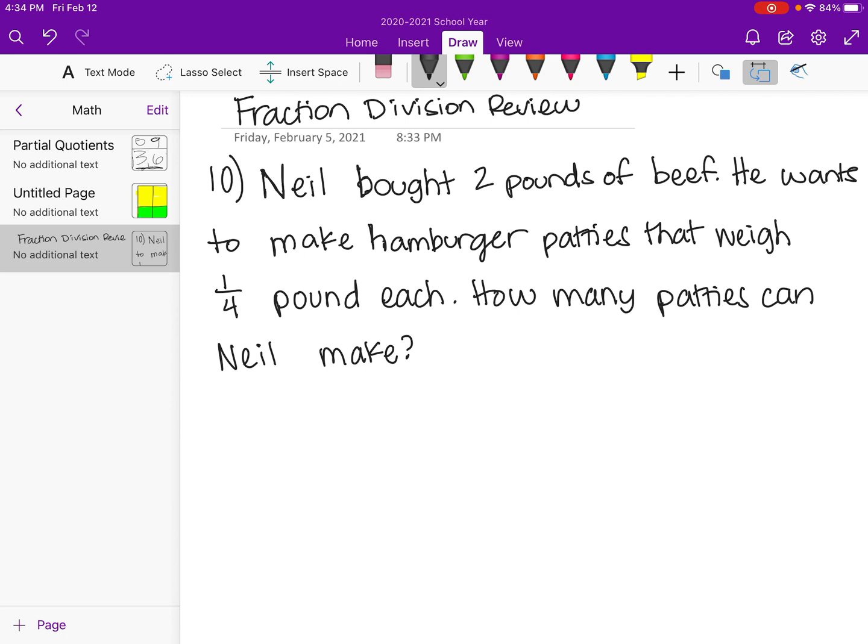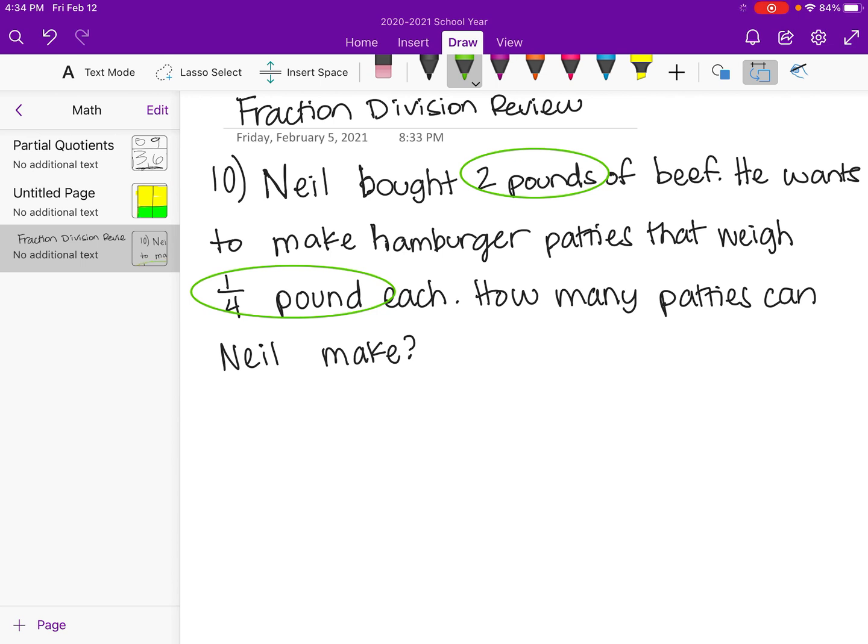So I'm going to start by circling what I know, or what the problem tells me, and underlining what I don't know, or what the question is asking. So it says Neil bought 2 pounds of beef. So I know that he has 2 pounds of beef. He wants to make hamburger patties that weigh 1/4 of a pound each. How many patties can Neil make? So the question is, how many patties can Neil make?